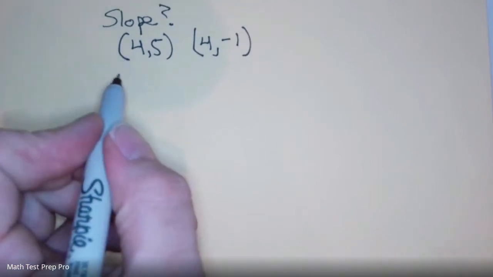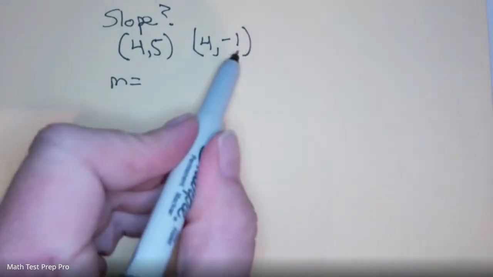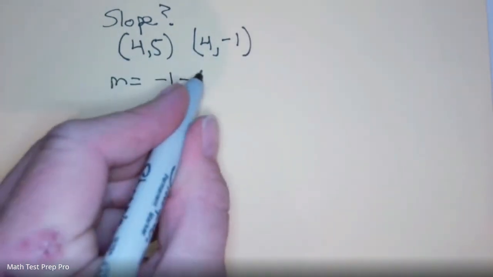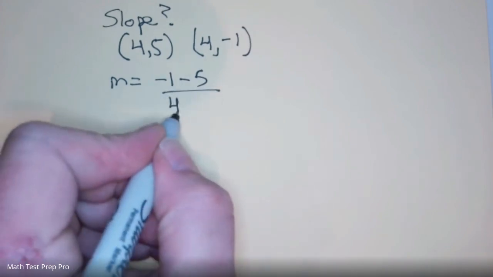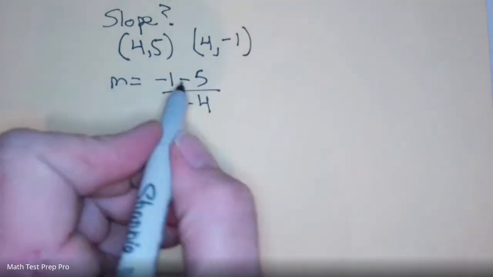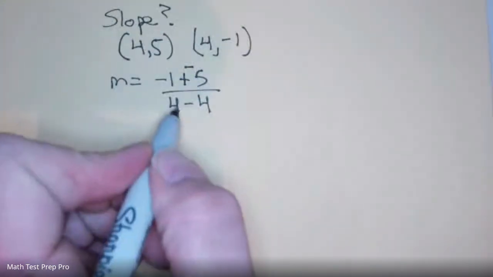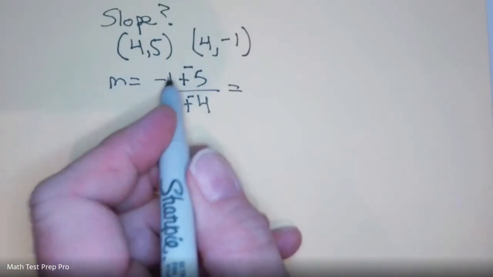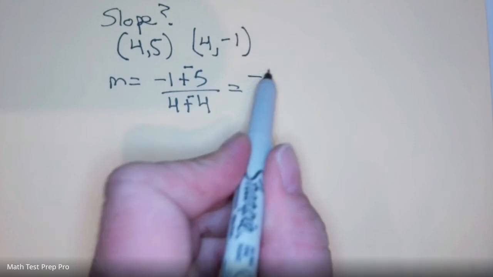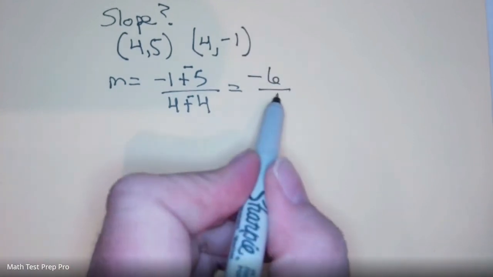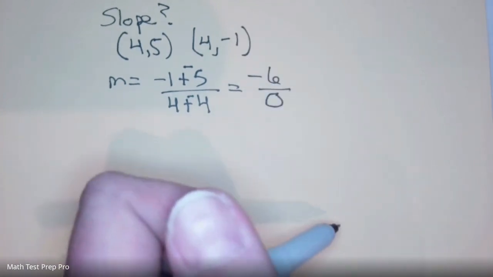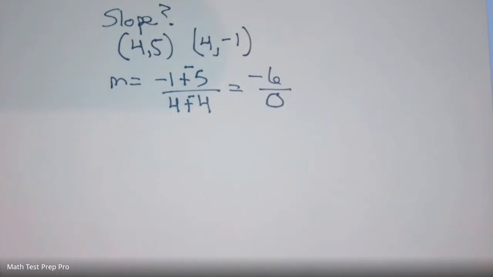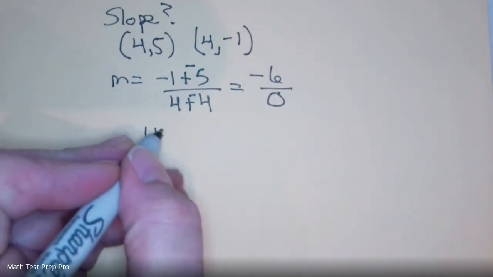All right, so let's use our same formula. Negative 1 minus 5 over 4 minus 4. Up here I'm going to go zip zip, down here I'm going to go zip zip. So negative 1 plus a negative 5 is negative 6 over 0. All right, so we have a problem here. In math, you cannot divide anything by 0. It is what they call undefined.